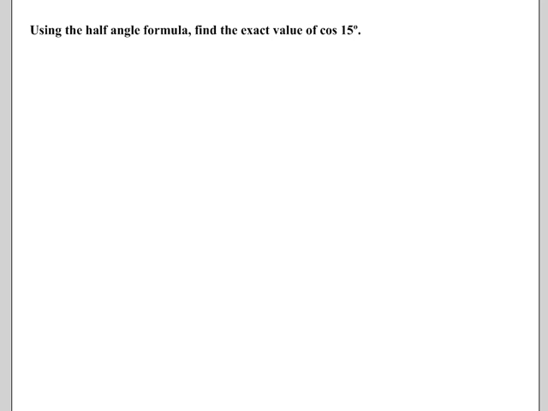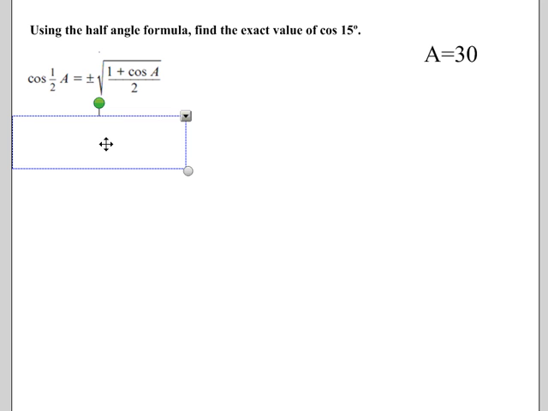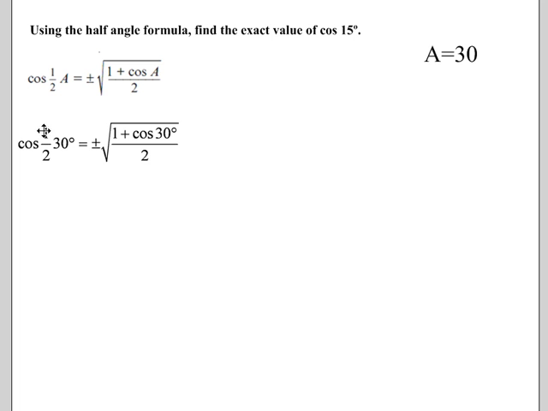Okay, so here is our first example. Using the half angle formula, find the exact value of the cosine of 15 degrees. So here is our half angle formula for cosine. And 15 degrees is half of 30, so my A is going to be 30 degrees. Let's substitute that 30 into the formula. We're going to get cosine half of 30 degrees, which is cosine of 15, is equal to plus or minus, and you're just going to substitute 30 degrees for A in there.